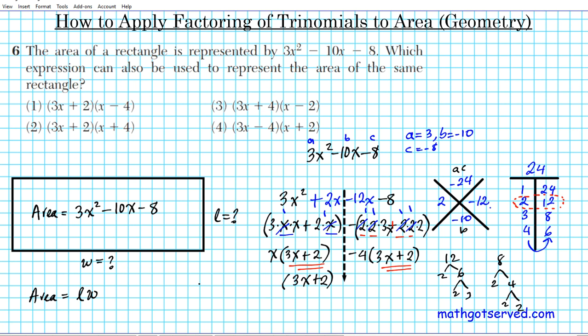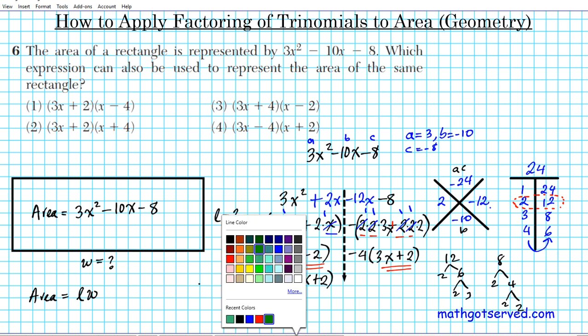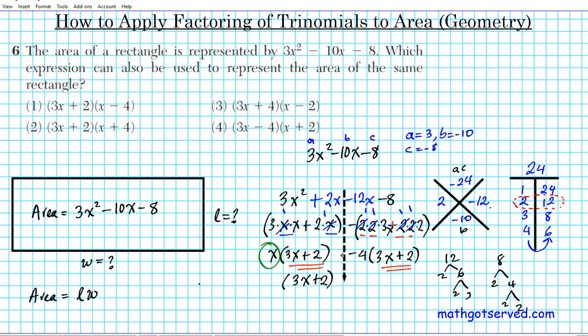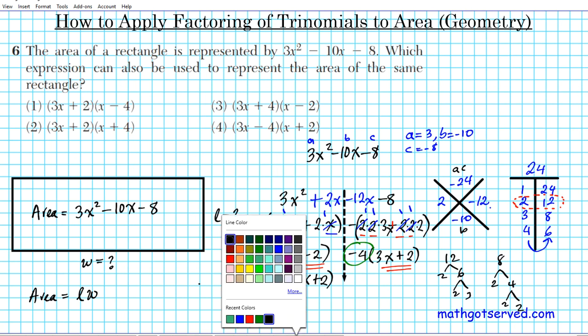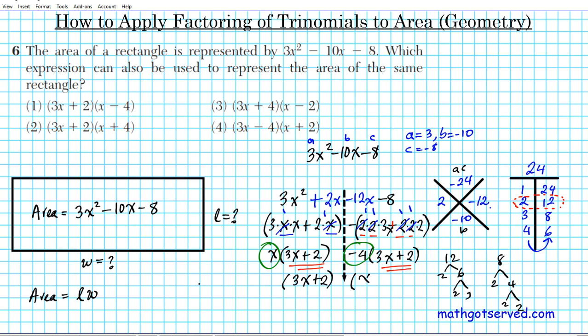Alright, and then what's left? We are left with x minus 4. What do we do with that? We group them together in their own nice little parentheses. And that, ladies and gentlemen, is the factored form of the quadratic trinomial.